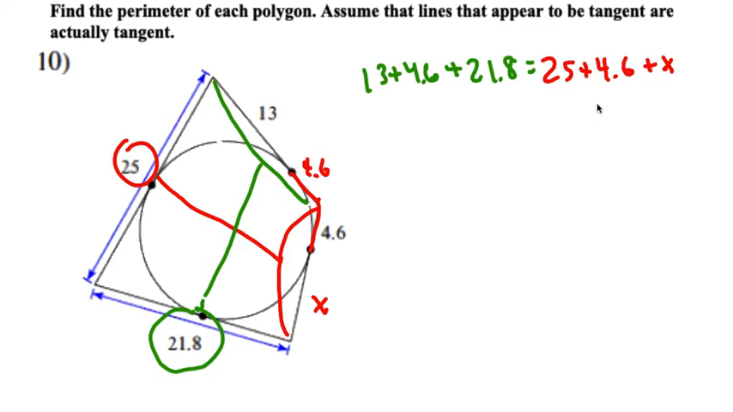And then you can simply figure out what x is. If you do that, you end up with 13 plus 4.6 plus 21.8 minus the 25 minus the 4.6, which means x has got to be 9.8. So x is equal to 9.8. And then, if x is equal to 9.8, and you add all these side lengths up, these two plus this plus this plus these two, you'll get the perimeter, which is what we're being asked for. Reading the question is kind of important. The perimeter is equal to 78.8.